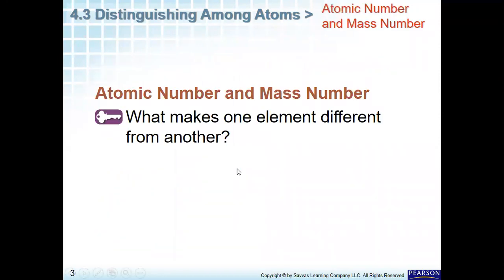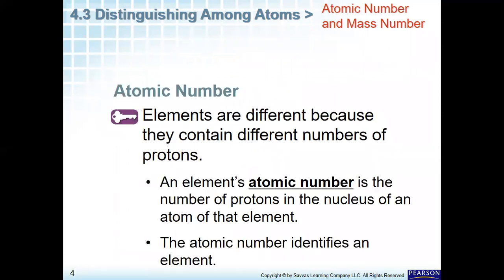So, atomic number and mass number. What makes one element different from another? That's atomic number. The elements are different because they contain different numbers of protons. An element's atomic number is the number of protons in the nucleus of an atom of the element, and the atomic number identifies the element itself. So if I say atomic number 1, I will know directly it will be hydrogen.